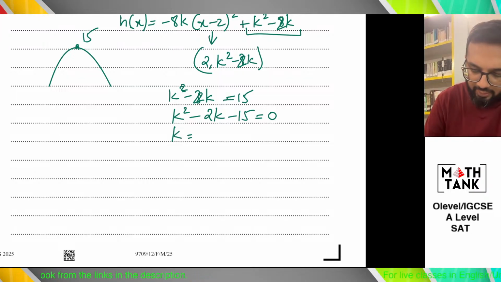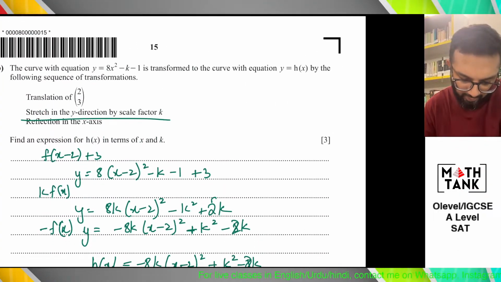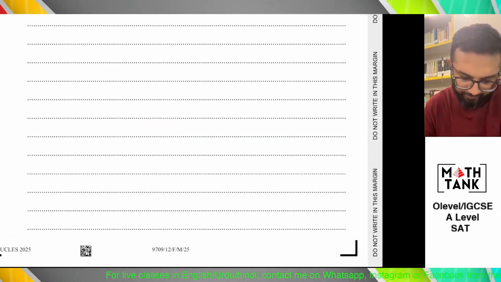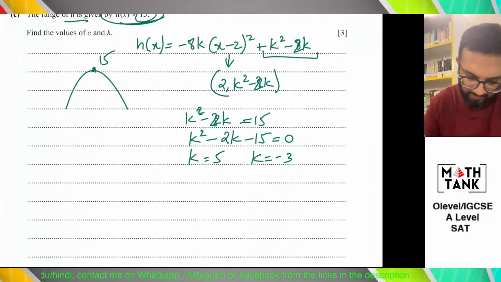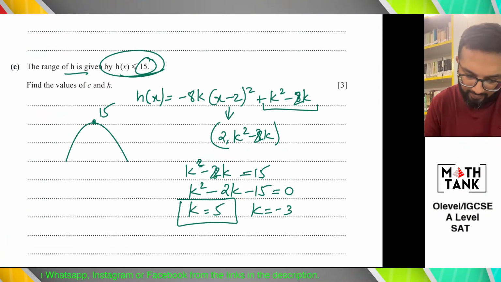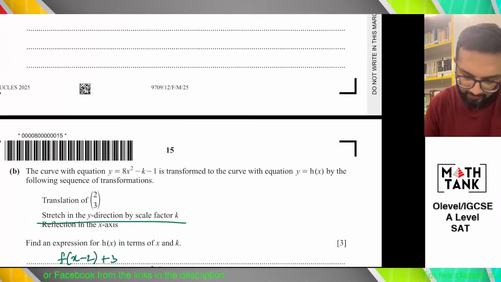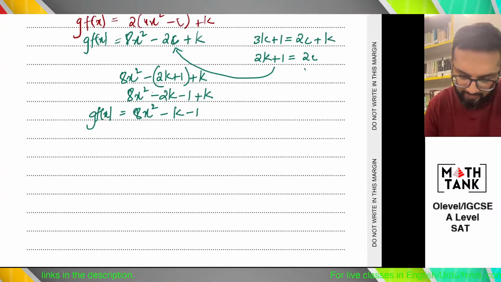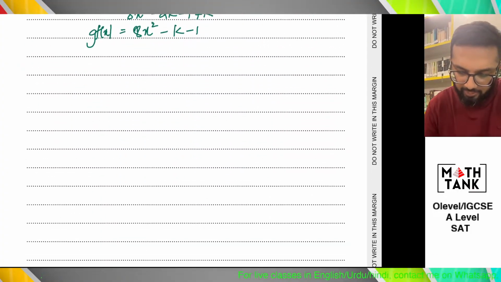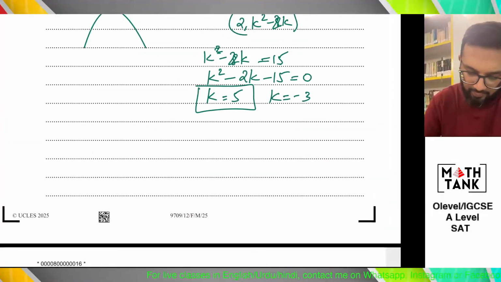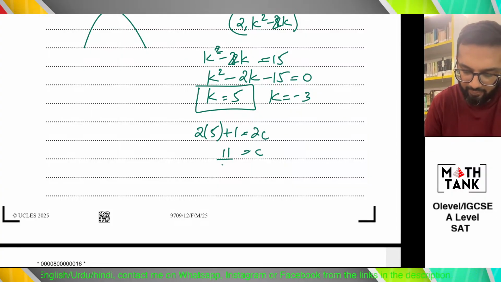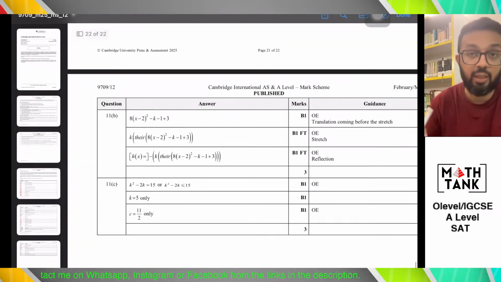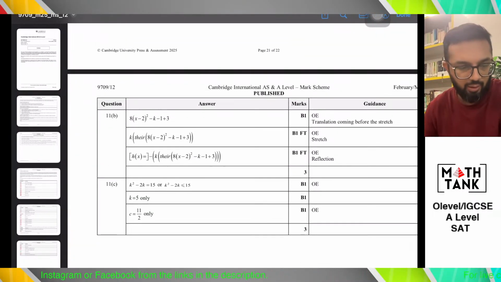Okay, so that's simple then. k is either 5 or k is minus 3. Let's check back if we know something about k. What do we know about k? k and c are positive. So k is positive, so k is 5. If k is 5, then how do I calculate c? I think I have c somewhere here. Yeah, 2k plus 1 equals 2c. So 2k plus 1 equals 2c. c equals 11 over 2. Is that correct? Yeah, that is the correct answer. That brings us to the end of the exam. Thank you for watching.